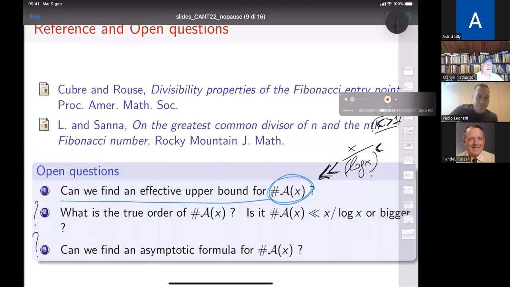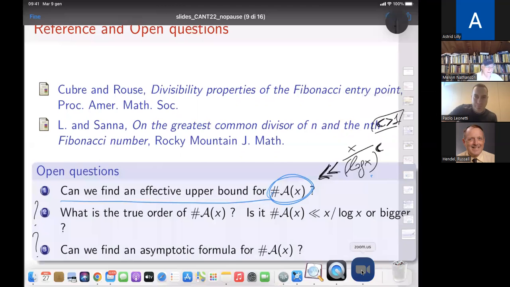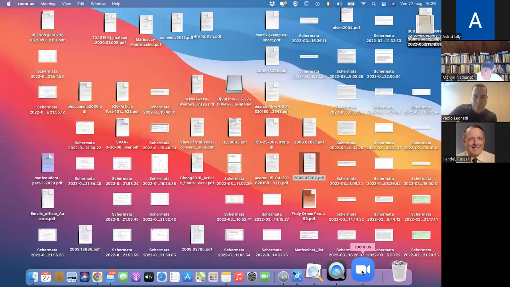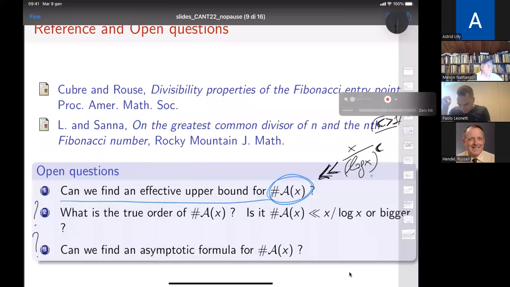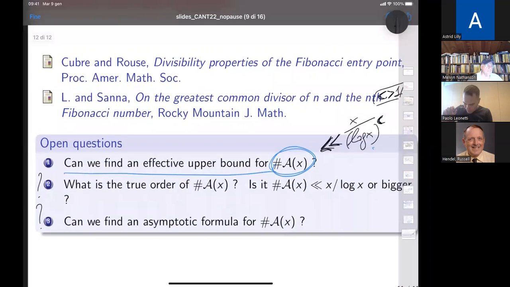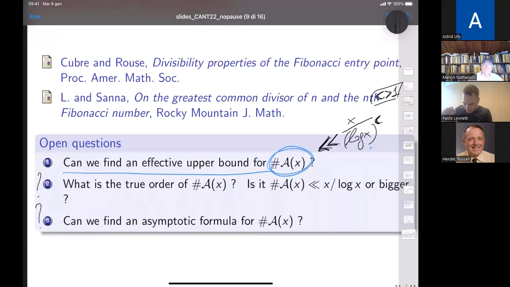Yeah, regarding what A of X looks like, have you done any numerical studies? How far out have you gone, if you have, and things like that? Not that I remember. Okay.